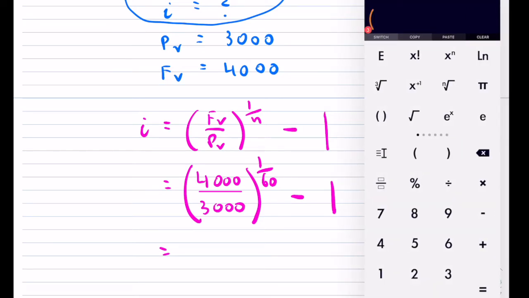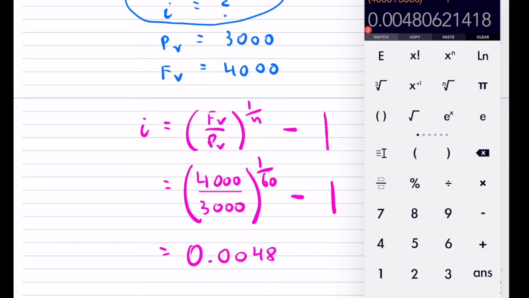So let's do that. Open bracket, 4,000 divided by 3,000, close bracket. Now to the exponent, and it's a fraction, so I always put it in brackets: 1 divided by 60, close bracket, minus 1, hit equals. Now, remember, this is I as a decimal. So this is 0.0048062 and so on.